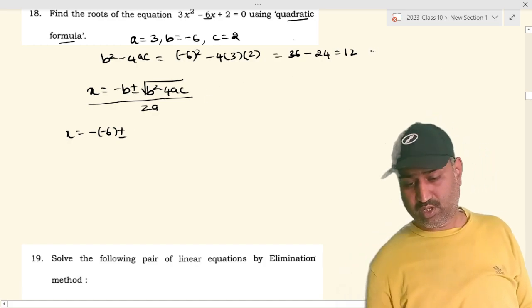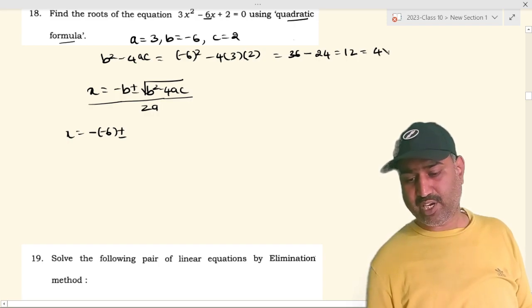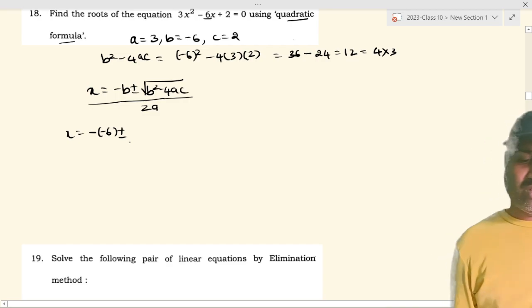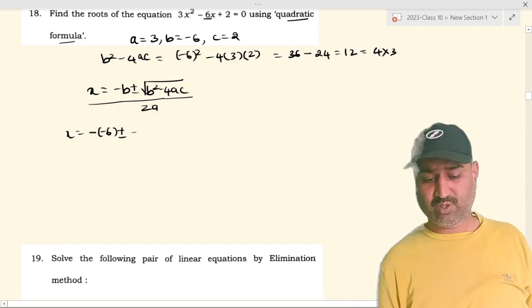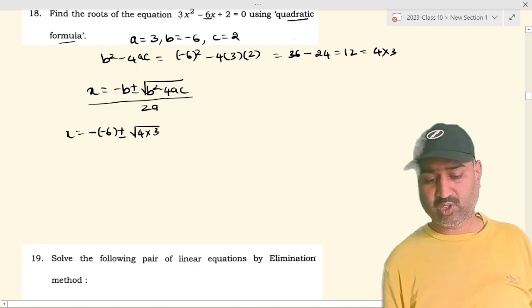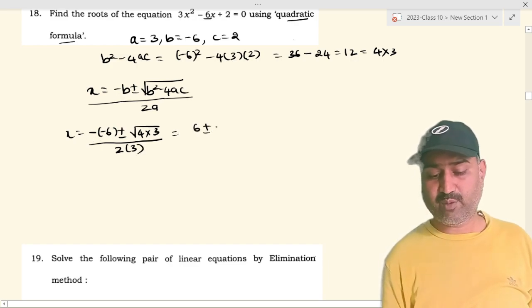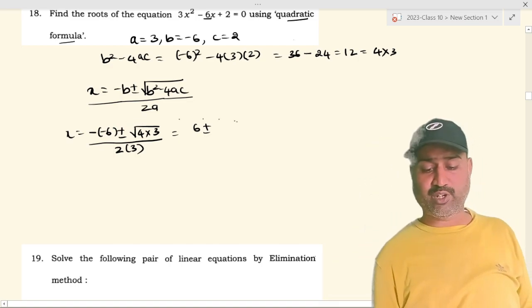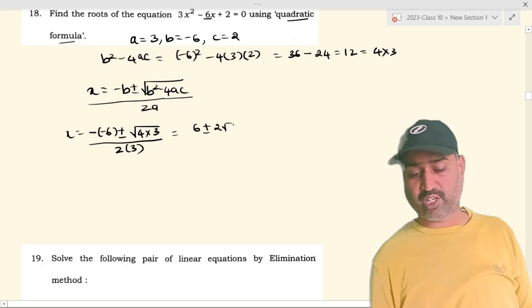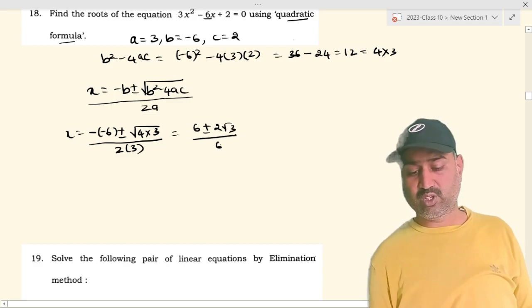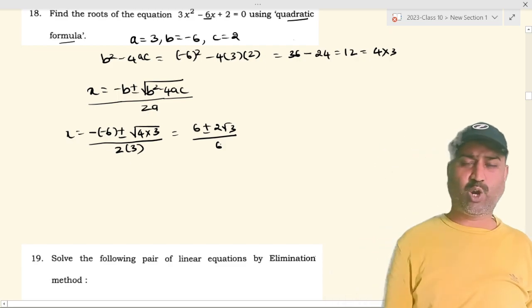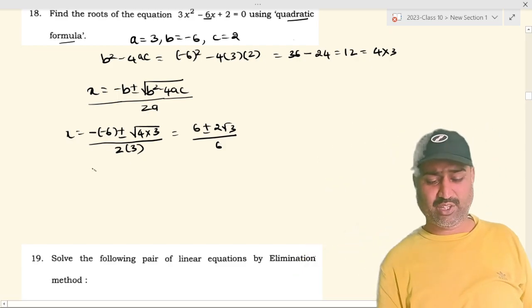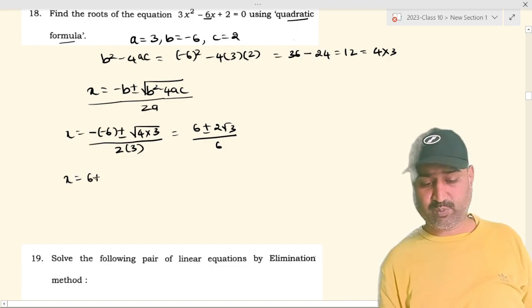See here, 12 can be written as 4 into 3 also, right? Therefore, root of b square minus 4ac is root of 4 into 3, divided by 2 into a, where a is 3 here, is equal to minus of minus 6 is plus 6, plus or minus root of 12, the 4 comes out of the root and will become 2 root 3, divided by 6. Okay, you can take 2 common out here, otherwise you can ignore that. There's no issue here. Therefore, x is equal to 6 plus 2 root 3, we'll take 1 plus here, whole divided by 6.